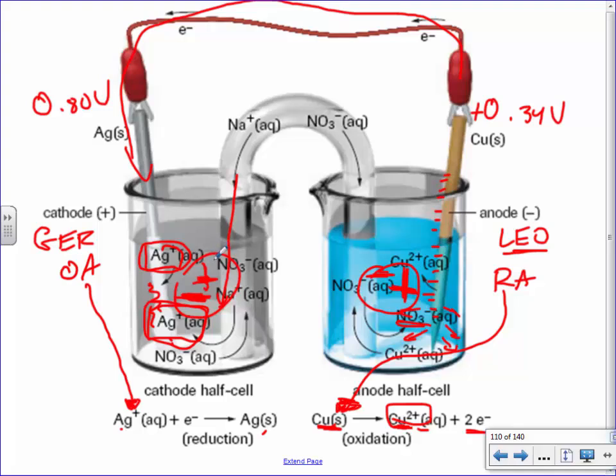These numbers are very similar to a burette in that you never consider them with just one number. These are numbers that are relative to each other. So copper does not have 0.34 volts and silver does not have 0.80 volts, but collectively the voltage of this battery is going to be 0.46 volts. Can you guys figure out how I pulled that number out of thin air? Subtract the two. Yeah, the difference between them.